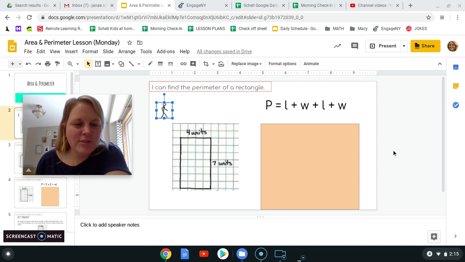Hey, fourth grade. I am so excited to be here today to talk to you about area and perimeter. Some of this might be a little bit of a review and some of it might be new to you. So just kind of bear with us as we go through some of these beginning things.